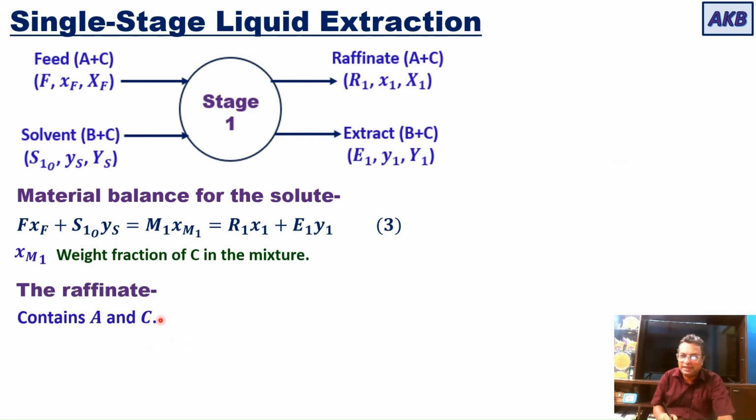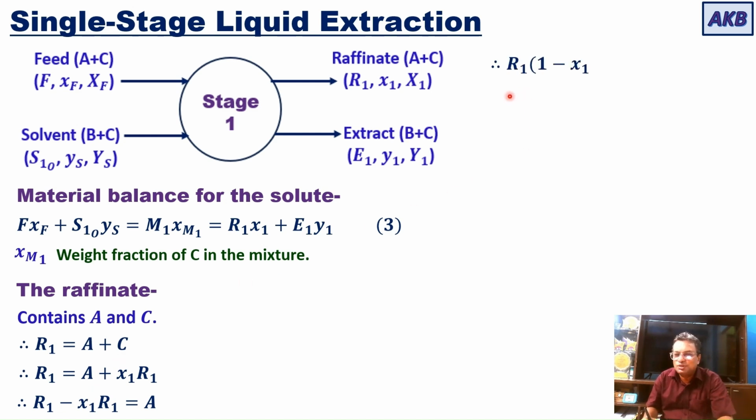Raffinate phase will contain A and C in it. There will not be any other component in it. That means the mass of raffinate will be mass of A plus mass of C. That is, mass of raffinate is equal to mass of A plus x1 into R1, because that will give the mass of C in the raffinate. In the next step, I will write R1 minus x1 into R1 is equal to A, and now you can take R1 common. So it will be R1 into 1 minus x1 equal to capital A, that is R1 is equal to 1 upon 1 minus x1 into capital A.